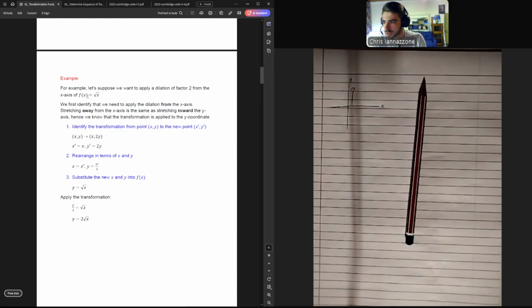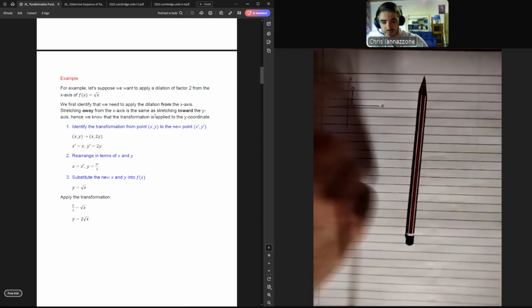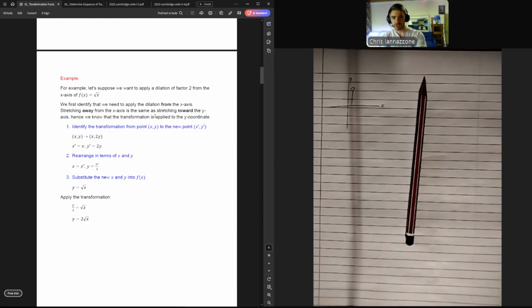So if you look at an example of how you would apply that to a function, my example here is just the square root of x, right? And I want to apply a dilation factor of 2 from the x. Okay, well, from the x is the same thing as along the y. It's going in the y direction, so the y variable is what gets multiplied. And specifically, it gets multiplied by 2, since that's our dilation factor. So, our coordinate is as follows. We start from x, y, and we end at x comma 2y.